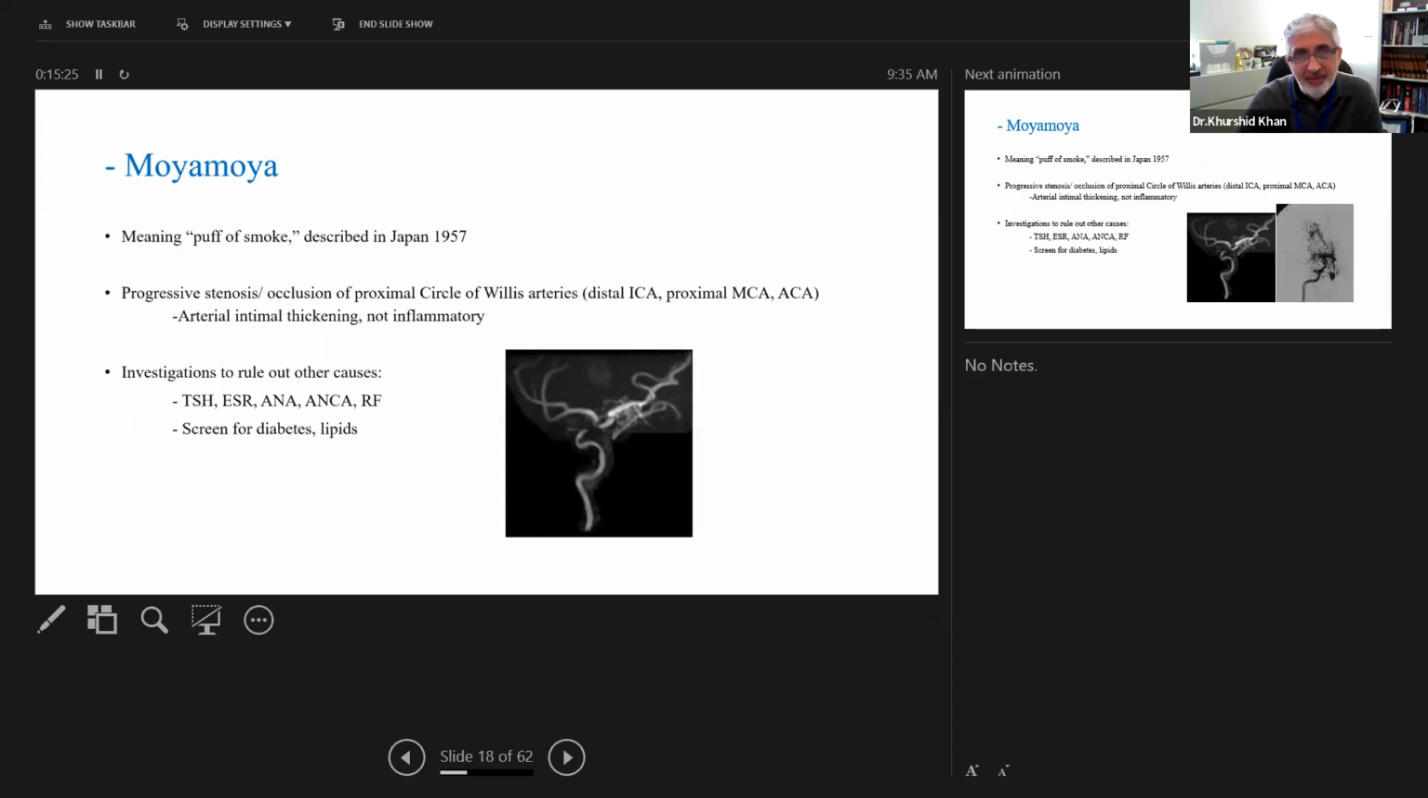Moyamoya, which has a puff of smoke appearance on the angiogram that we see because of the collateralization of other vessels due to tight stenosis or progressive stenosis that goes on to become occluded. Basal arteries of the circle of Willis are involved, and then it leads to multiple collateral formation of these arteries.